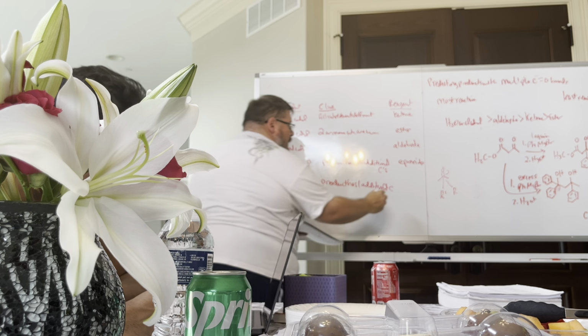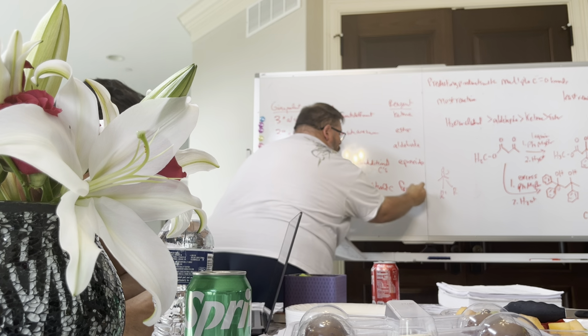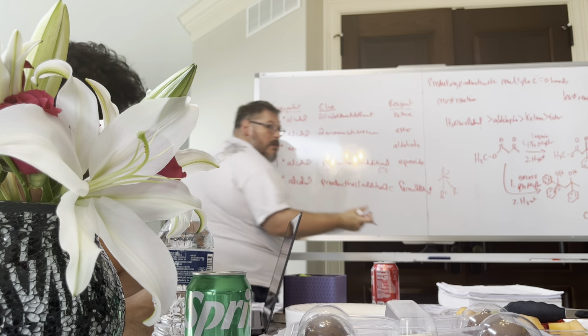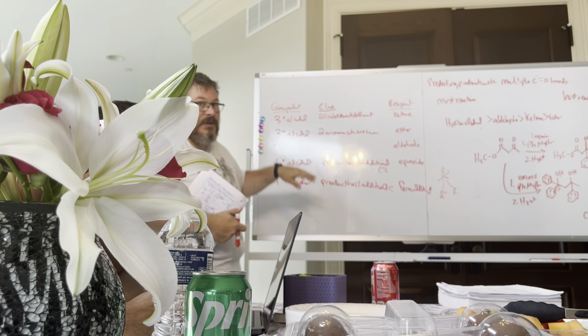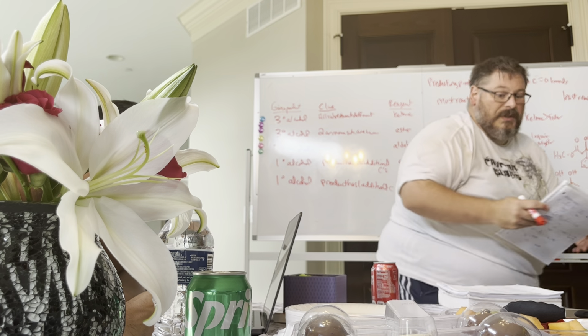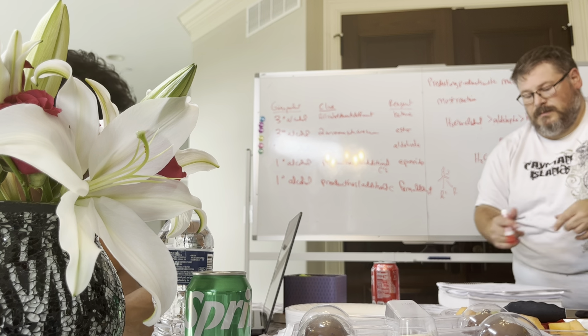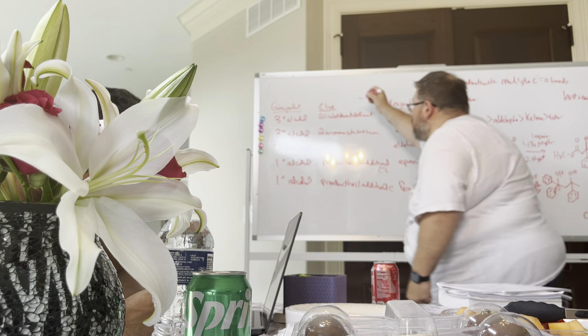Then that must be formaldehyde. Formaldehyde only has one carbon. So it's kind of a little bit of a synopsis of Grignards. It's only Grignard though, okay? Grignard cheat sheet.